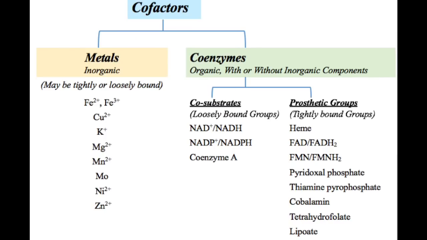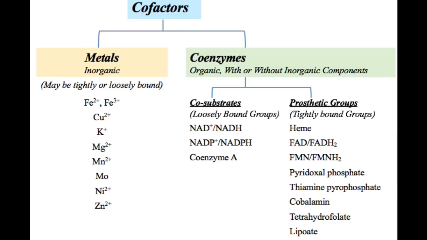Enzymes that don't require cofactors cannot be called apoenzymes. That term is only used for an enzyme that requires a cofactor but doesn't have one, and this is important to know. Cofactors supply functionalities that are not found in normal amino acids, and so they allow for processes that a protein on its own cannot do. These cofactors can be classified into two main groups: metals that are inorganic molecules, so this includes iron or copper, potassium, magnesium, manganese, molybdenum, nickel, and zinc.